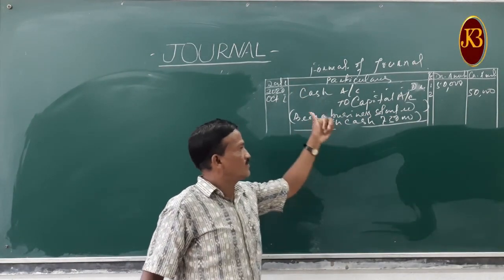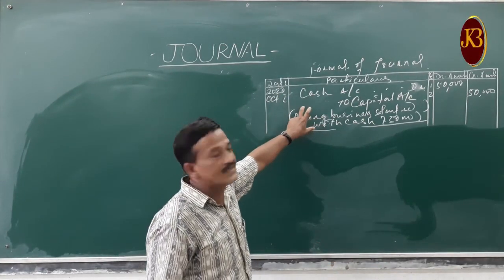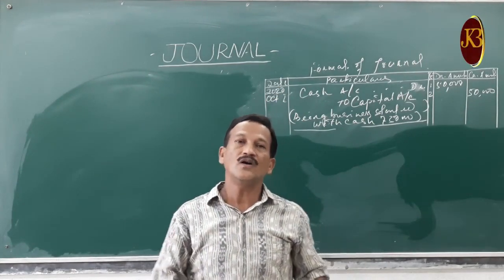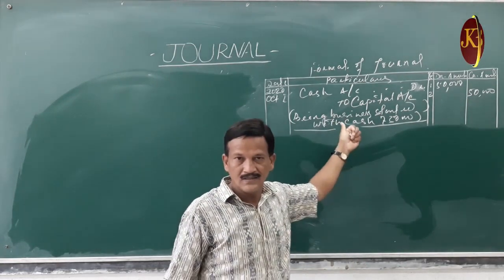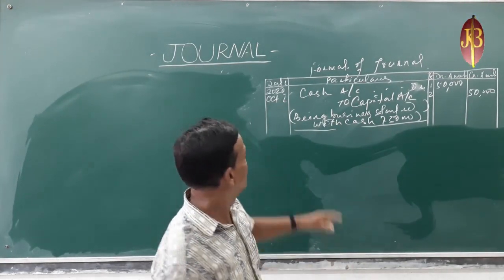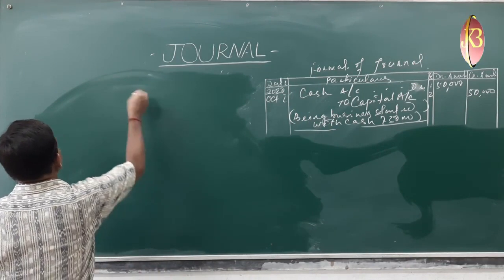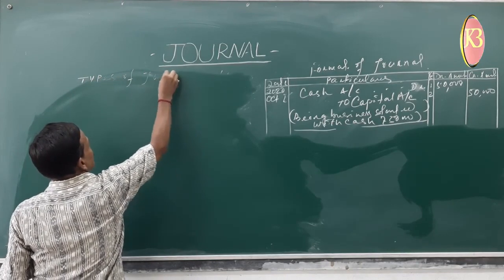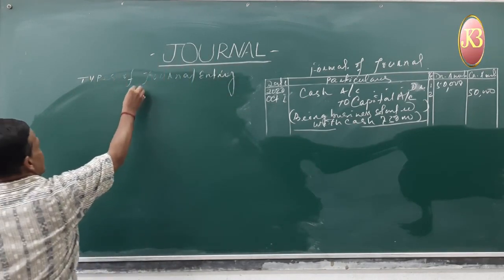Okay, so let's come to the types of journal entries. This is one journal entry. Sometimes a transaction involves two or more than two accounts. Then how will it be recorded? This type of journal entry is called a compound journal entry. So this is a simple journal entry. Now I am showing the types of journal entries.